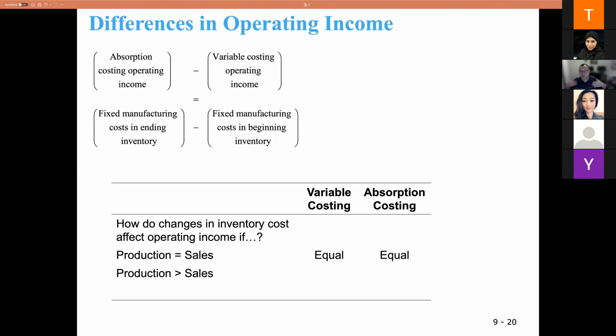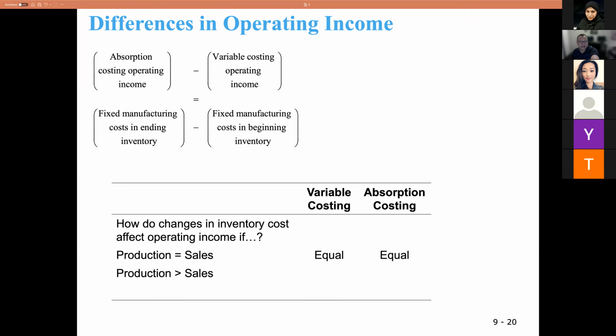So you are gaining weight. That means your ending is greater than the beginning, so this difference is a positive number. So your absorption operating income will be greater than the variable operating income. Does that make sense?